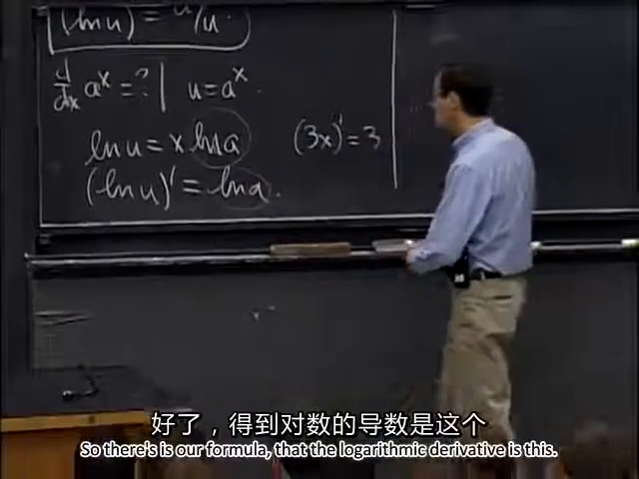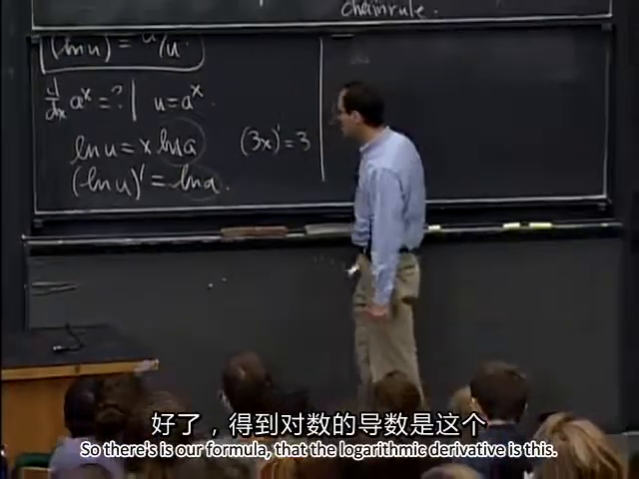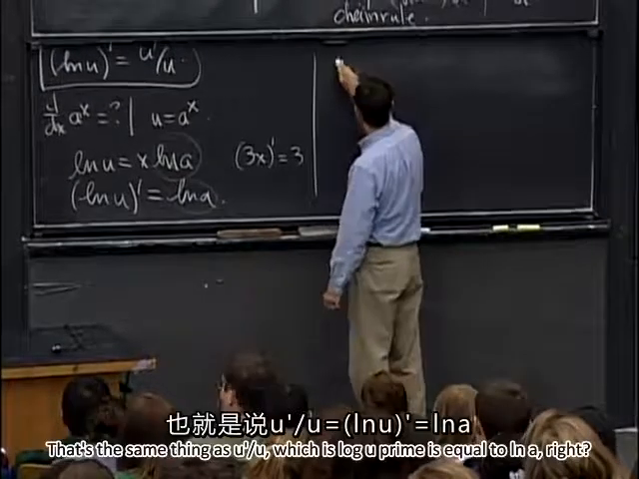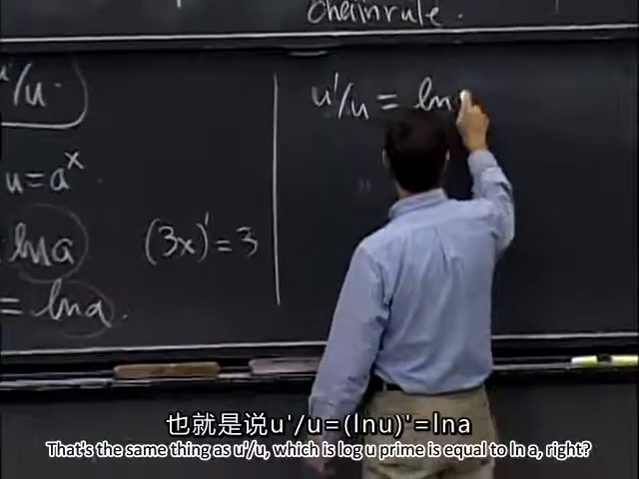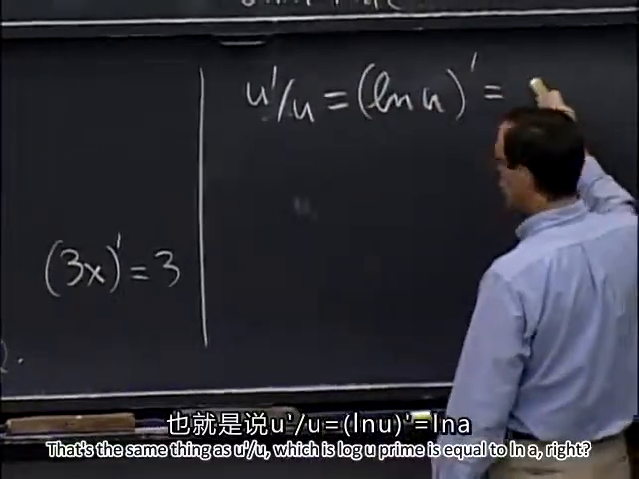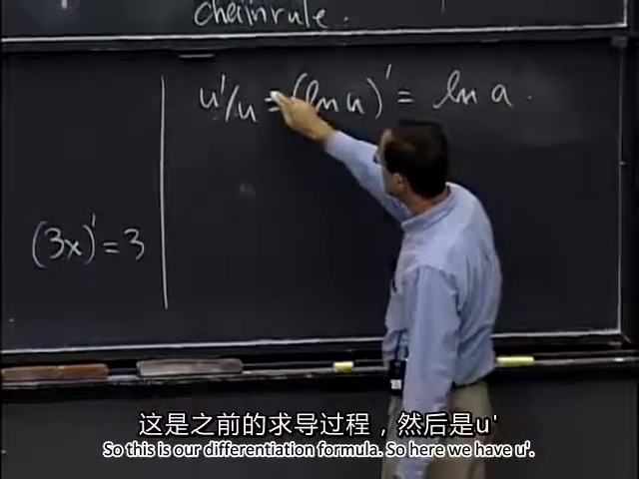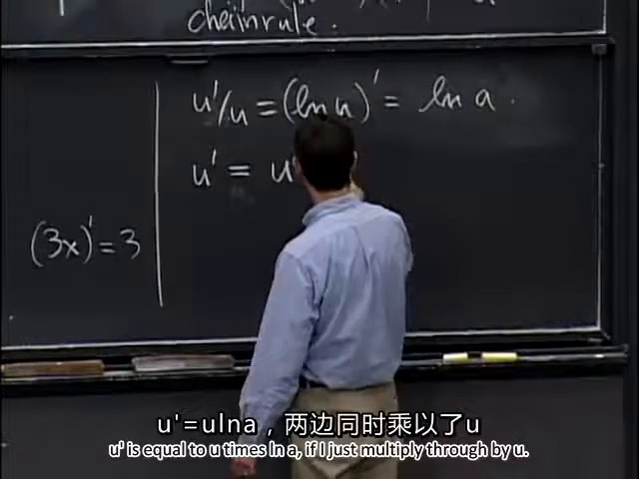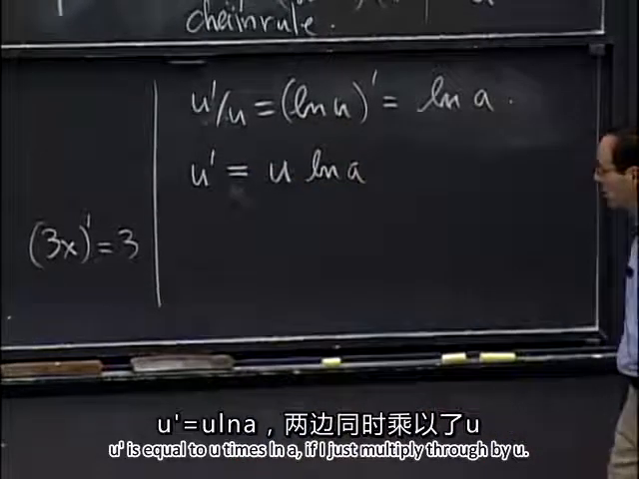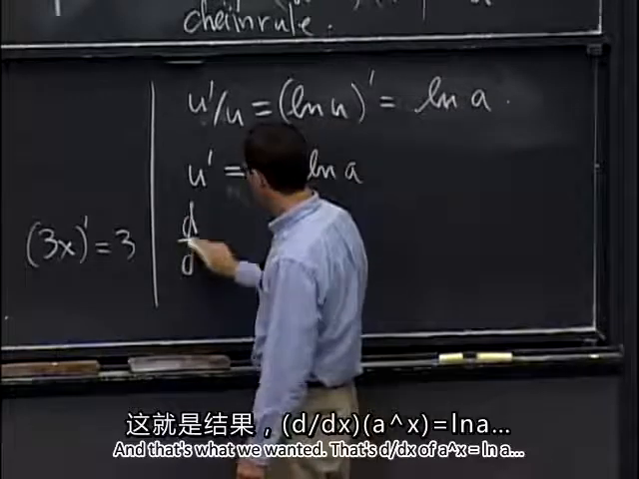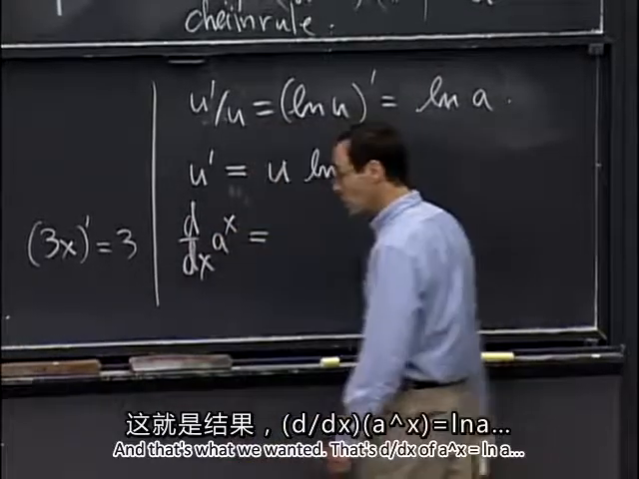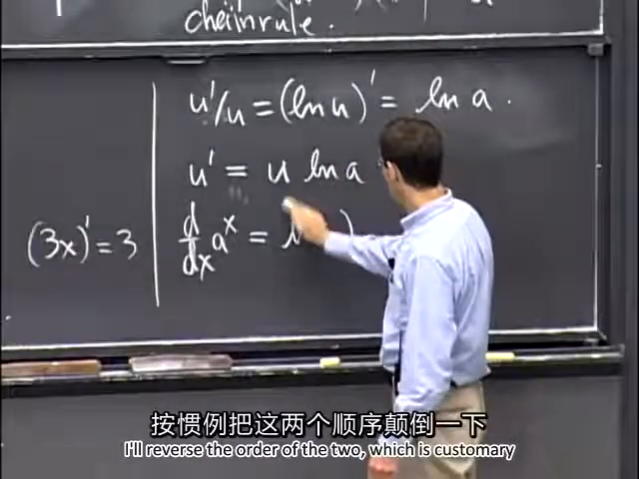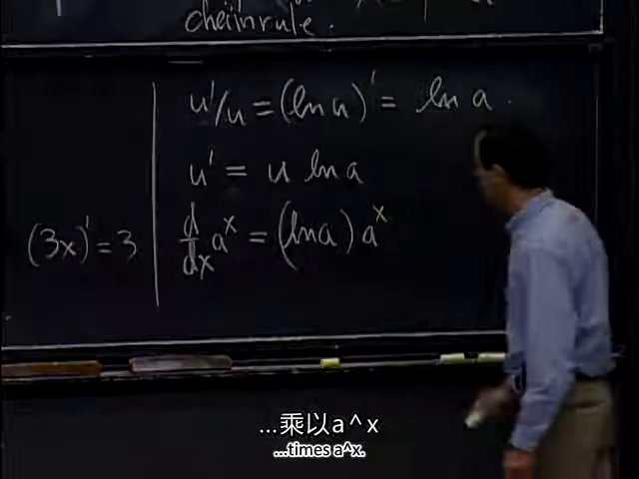All right, so there's our formula that is the derivative of the logarithmic derivative is this. But let's just rewrite that. That's the same thing as u prime over u, which is log u prime is equal to log a, right? So this is our differentiation formula. So here we have u prime. U prime is equal to u times log a, if I just multiply through by u. And that's what we wanted. That's d by dx of a to the x is equal to log a. I'll reverse the order of the two, which is customary, times a to the x.